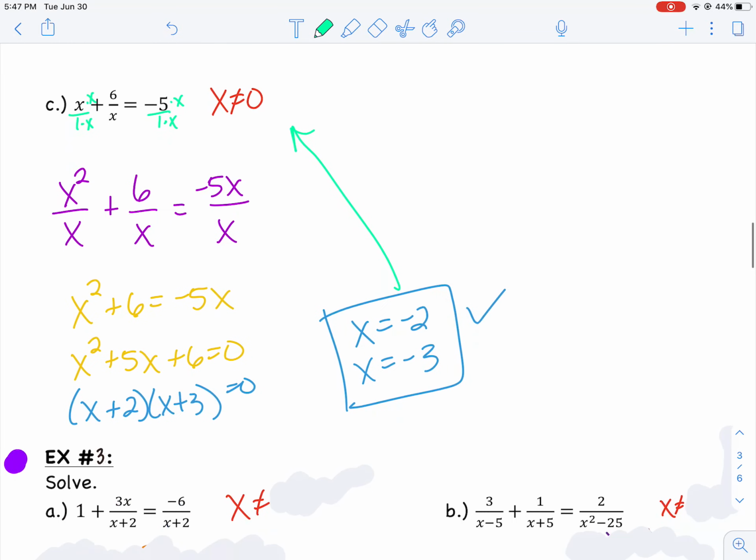All right, practice those, and then we'll look at a little bit more complicated problems here in the next example.